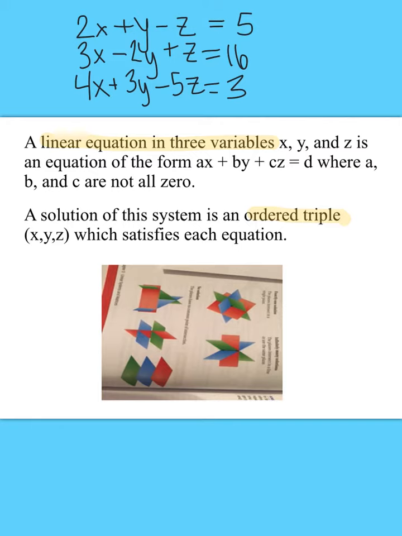And the solution of this type of system will be an ordered triple. So it will have x, comma y, comma z, and this point satisfies each equation in the system. So if I graphed just this first equation, it wouldn't be a line, it would actually be a plane. And then if I graphed all three, we would have three planes.